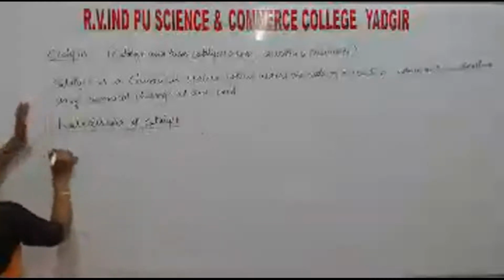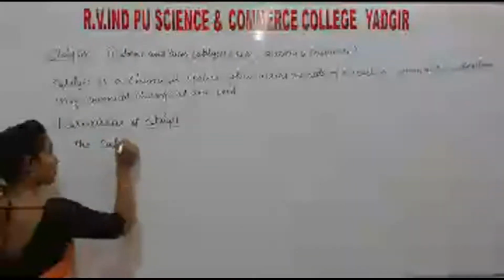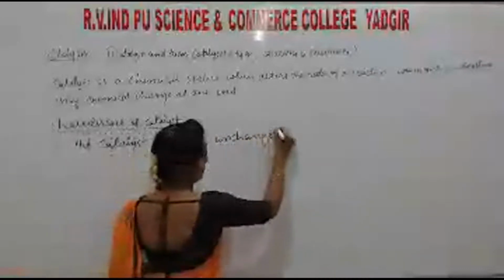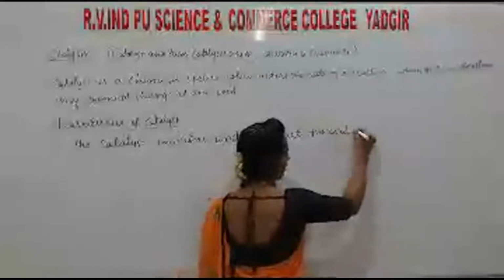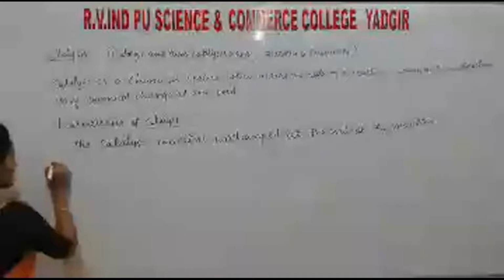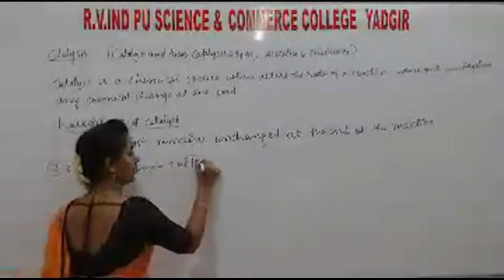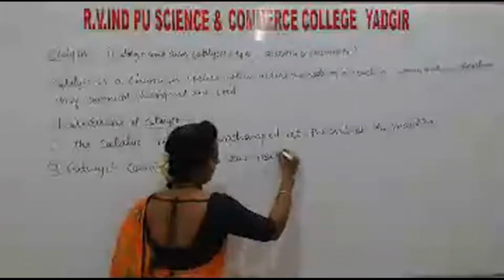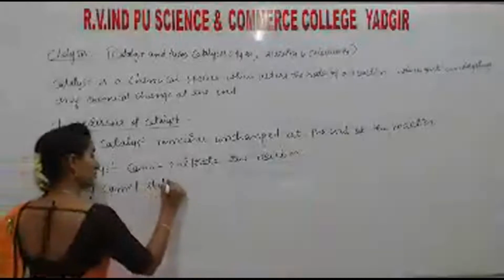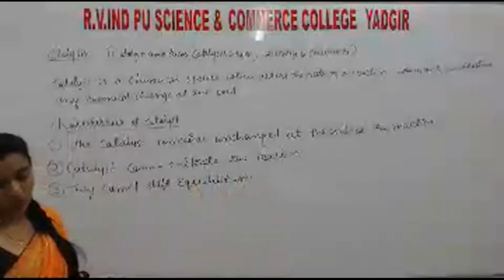What are the characteristics? So the first one is, students, the catalyst remains unchanged at the end of the reaction. Next, catalyst cannot initiate the reaction. Okay, next, they cannot shift equilibrium. They cannot shift equilibrium.